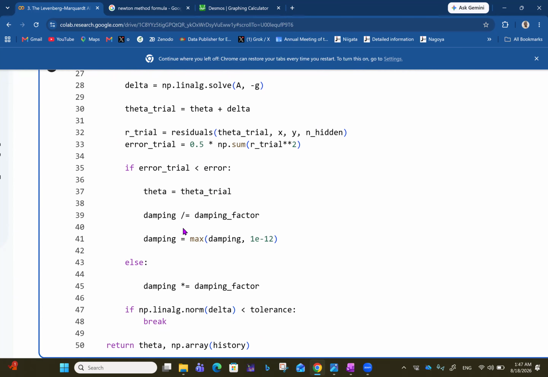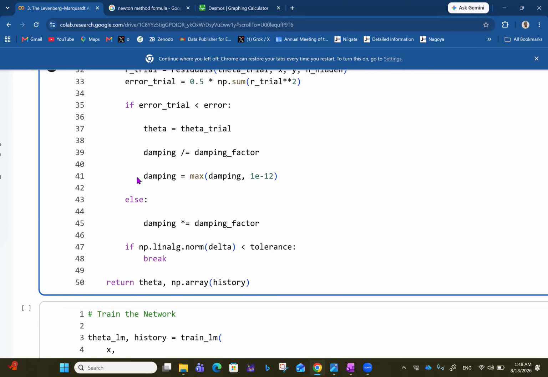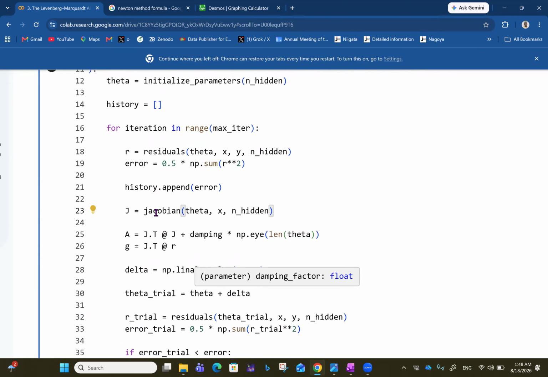Damping is, so you divide damping by the damping factor, then damping down becomes the new damping, else the damping is multiplied by the damping factor. So this works for when the predictions are getting better, or when the predictions are getting worse, you increase the damping by multiplying by the damping factor, and you keep on with the steps like that, and that returns theta and the history that you have.